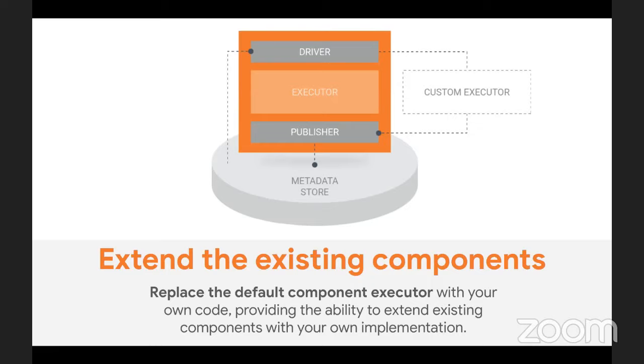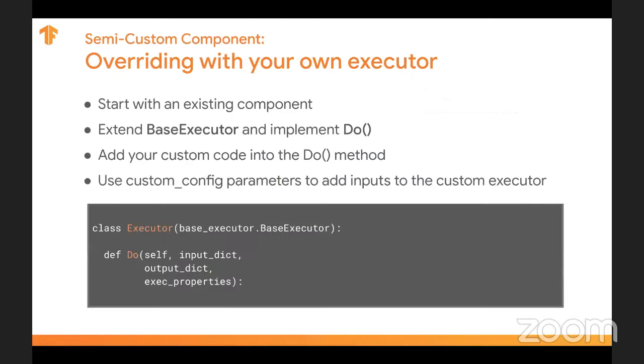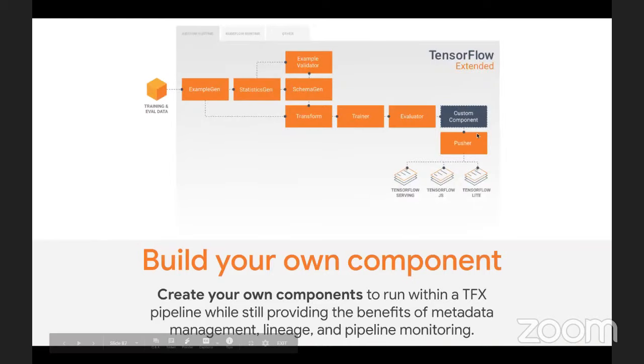So you can extend your existing components. That's an easy way to make a new component. If you have an existing component that takes the same inputs and outputs as the component that you need, that's an easy way to create a new component. Or you can create a fully custom component. To override an executor and just extend an existing component, this is the kind of thing that you're doing. It's just extending the class. And then you plug that component into your pipeline just like any other component.